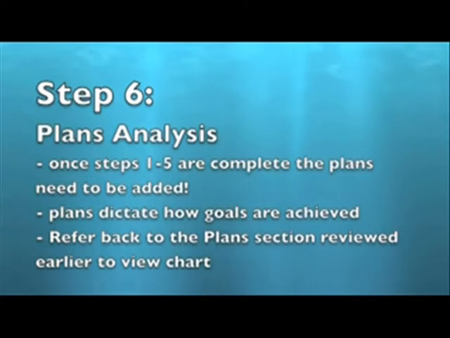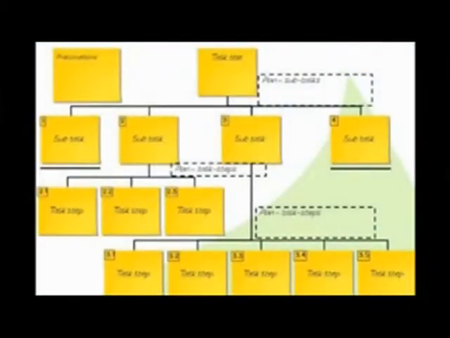Step 6. Once all of the sub-goals and operations have been fully described, the plans need to be added. Plans dictate how the goals are achieved. A simple plan would say do 1, then 2, then 3, like I previously stated. Once the plan is completed, the agent returns to the superordinate level. Plans do not have to be linear and exist in many forms. The different types of plans are presented earlier in this video. The output of an HTA can either be a tree diagram or a tabular diagram.